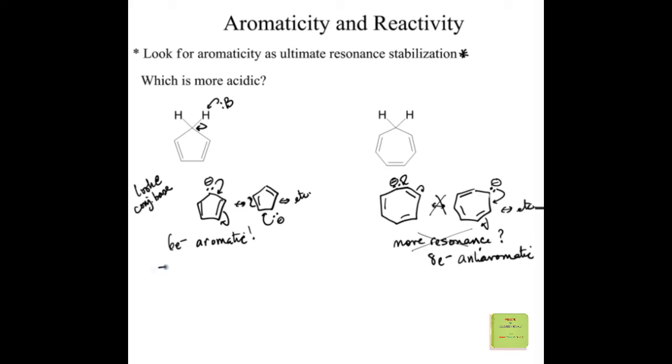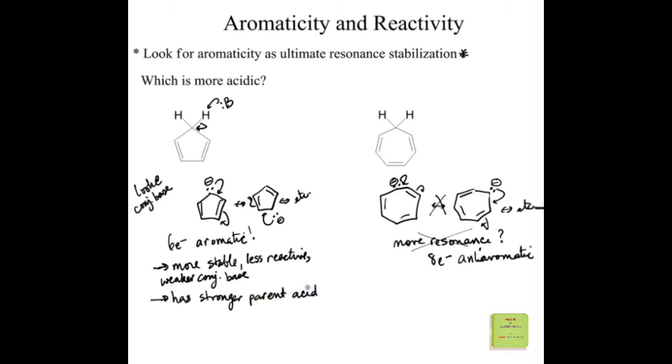So because this is aromatic, this is the more stable and therefore less reactive conjugate base. Less reactive, weaker. We can add that in too. More stable, less reactive, weaker conjugate base. And the weaker conjugate base has the stronger parent acid.